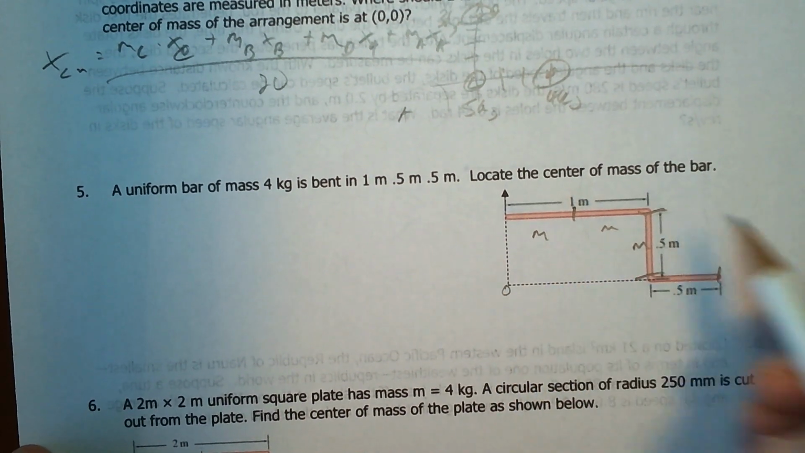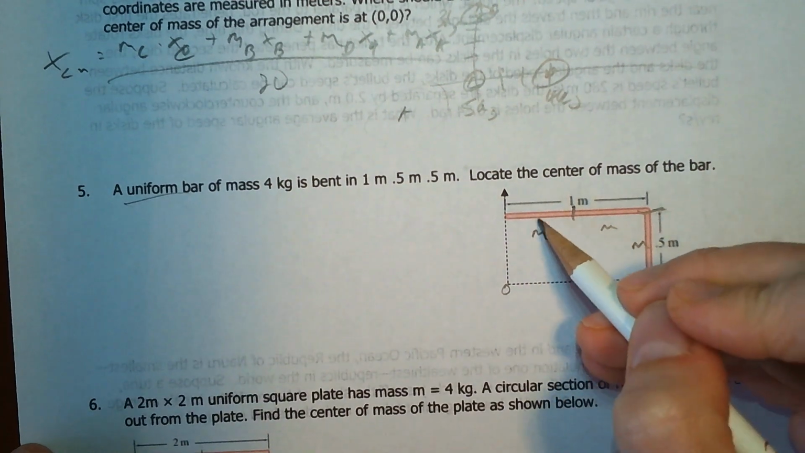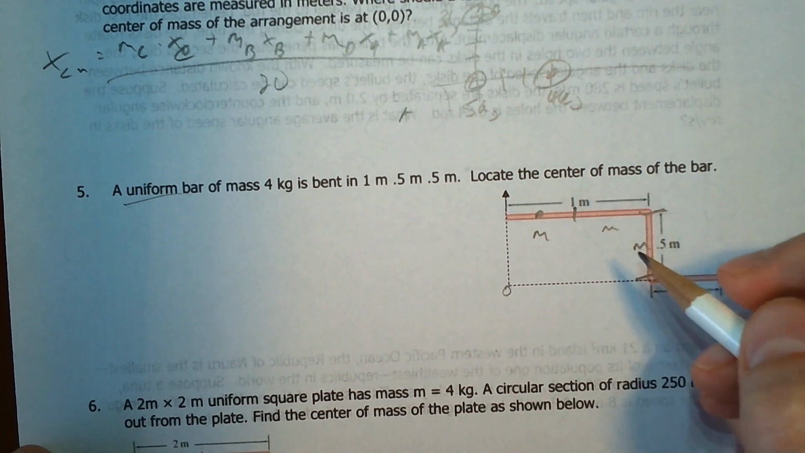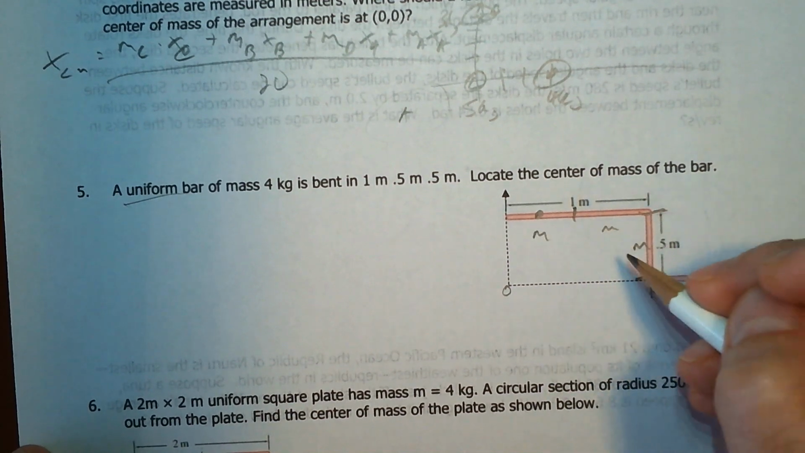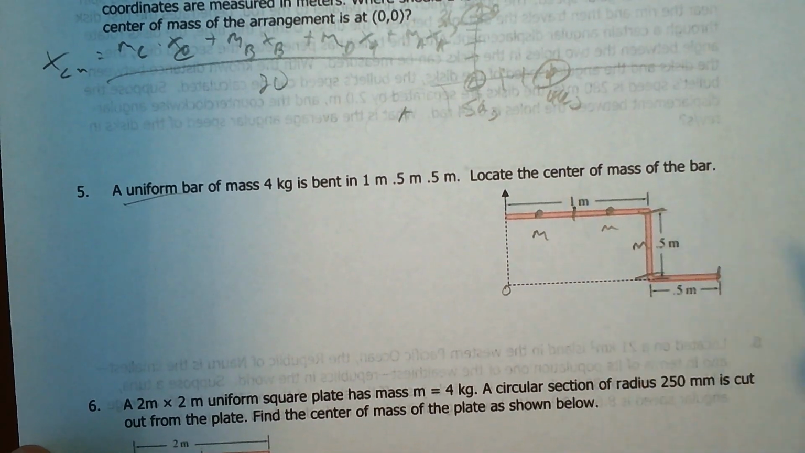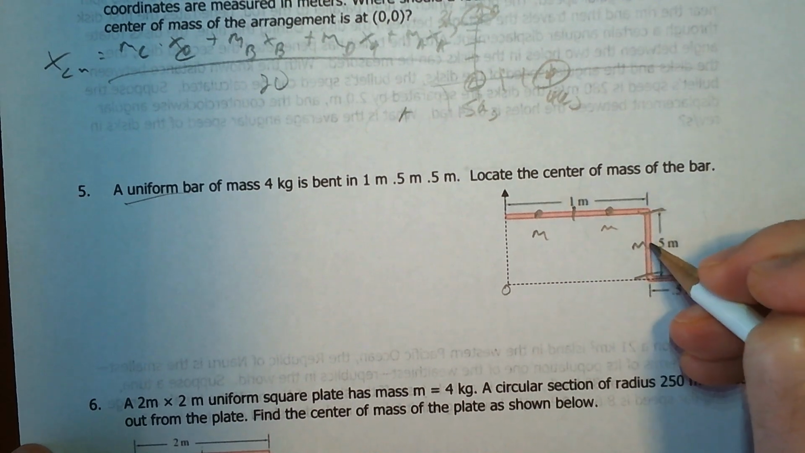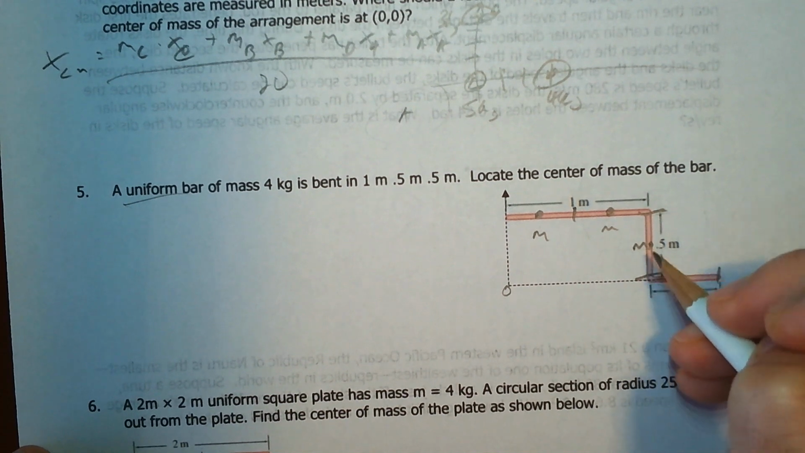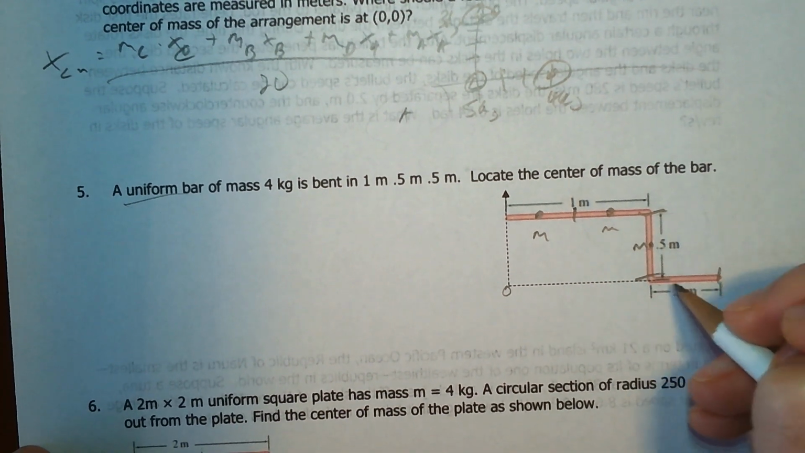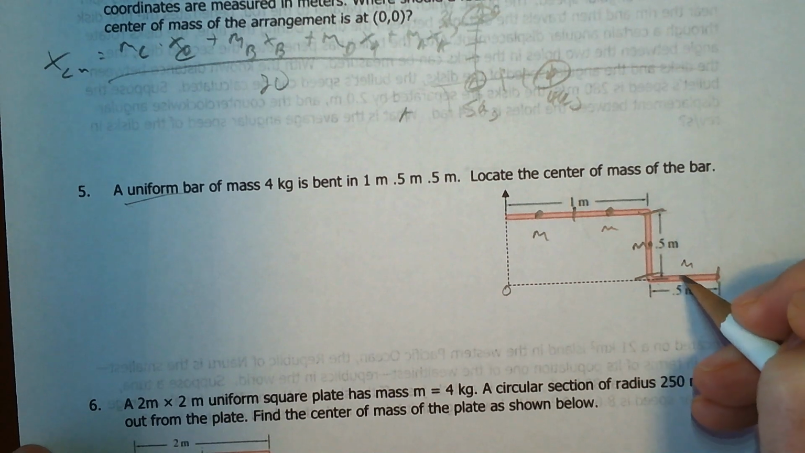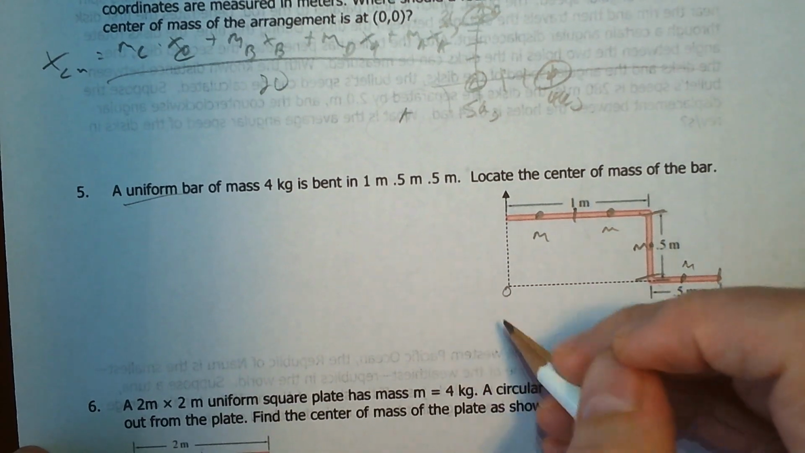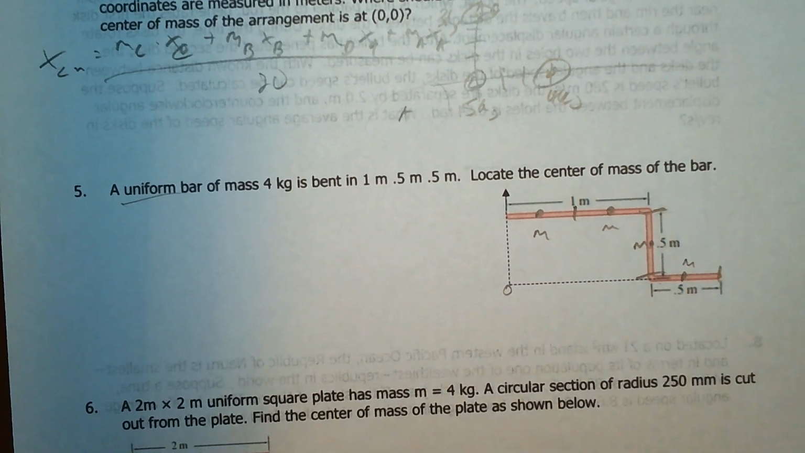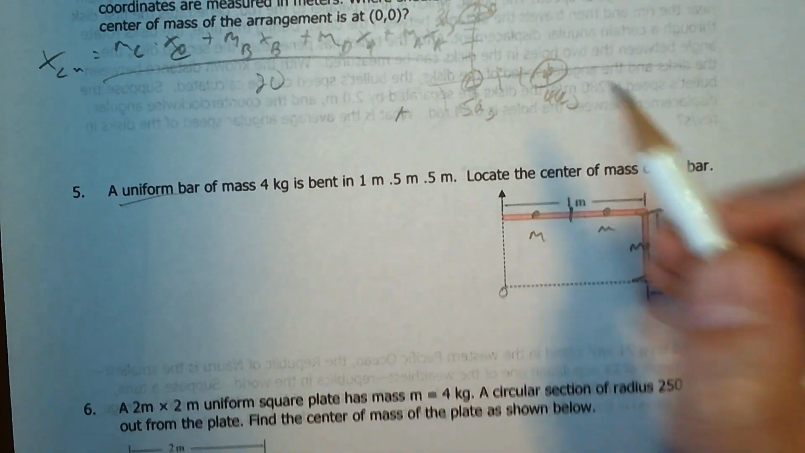Further, it says this is a uniform bar, so that mass of M, we can pretend it's right there. That would be at a quarter. Along the way, this mass here would be at 3/4. This mass here would be all the way out at 1 meter and up a quarter. And this mass of M here would be at 1 1/4, and 0 would be its coordinates. So you do it like the other ones.